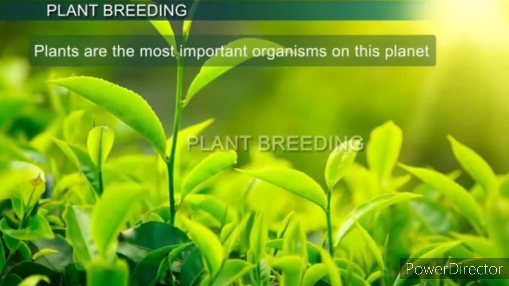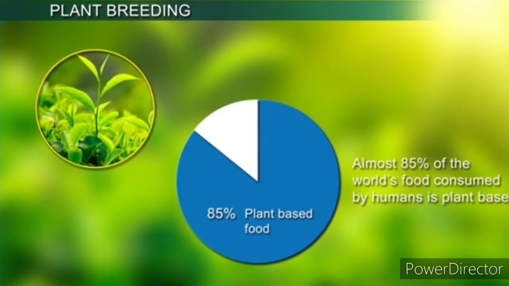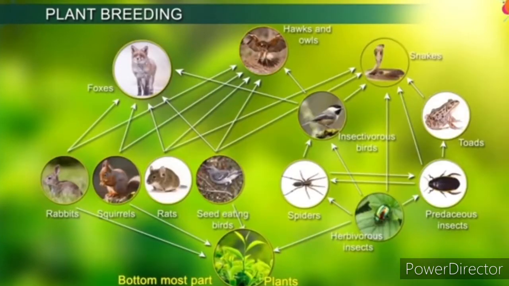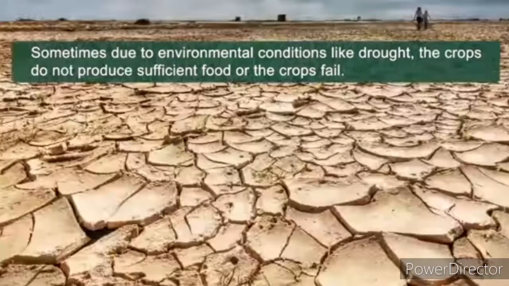Plants are the most important organisms on this planet. Plants are the producers. Almost 85% of the world's food consumed by humans is plant-based food. Plants grown for food are called food crops. Food crops are highly dependent on water availability, soil, and climatic conditions.